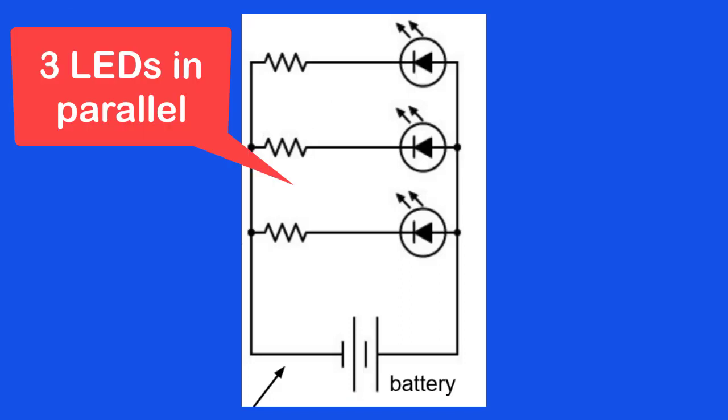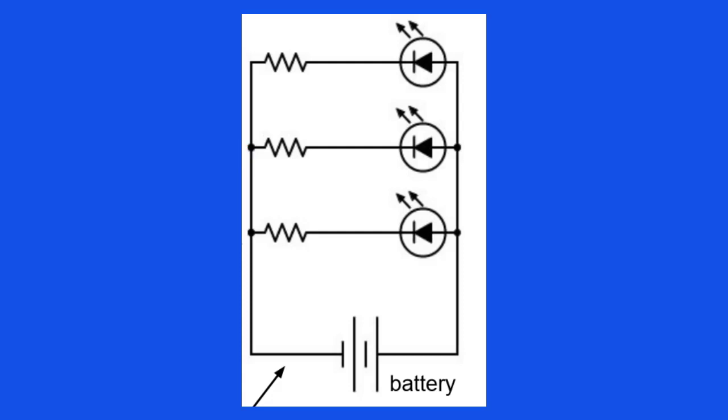You will notice that each LED has its own resistor. How do you calculate the value of those resistors? Answer: you do it the same way you did for one LED. Let's practice. Here we have a circuit with 3 LEDs in parallel. Let's do the calculation for one of these LEDs in the group.